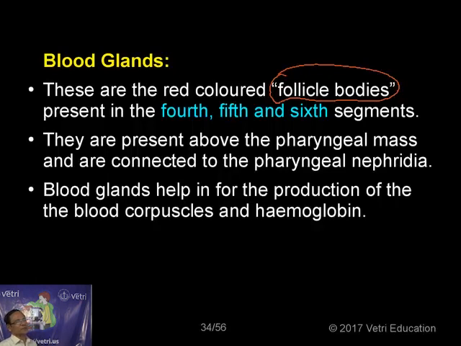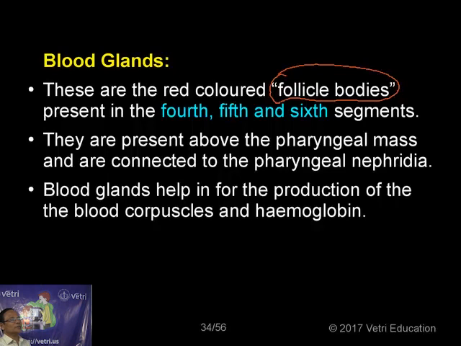the pharyngeal nephridia, because nephridia are concerned with the collection of waste products. So these glands are found as masses above the pharynx in 4, 5 and 6 segments, where we have the nephridia, namely the pharyngeal nephridia. Now all these glands are connected to the pharyngeal nephridia to eliminate any excess of waste.